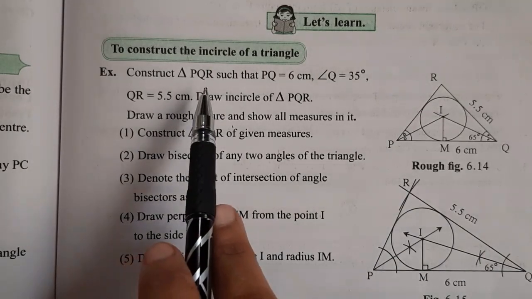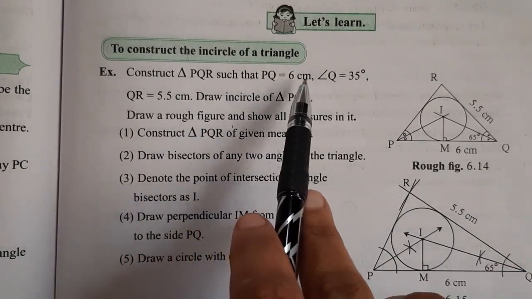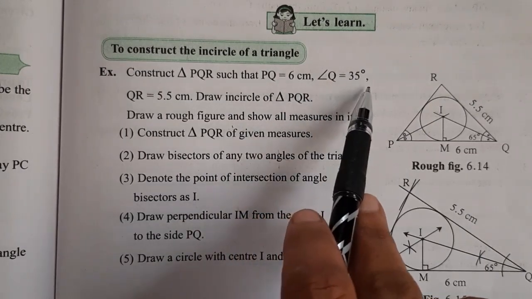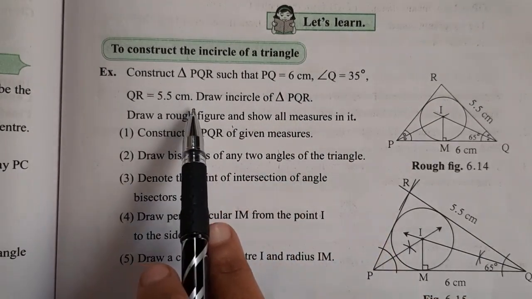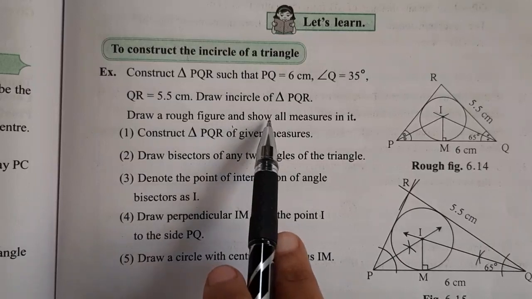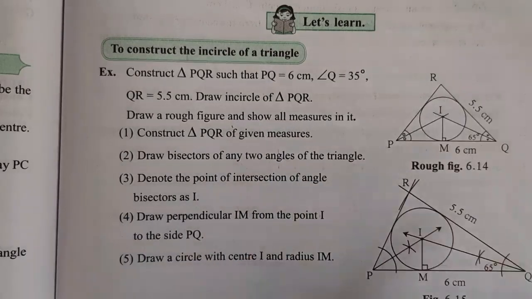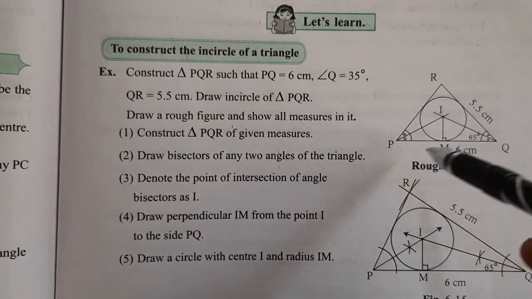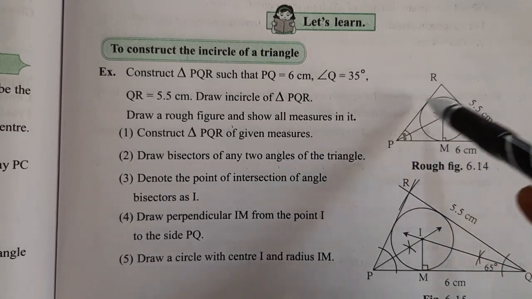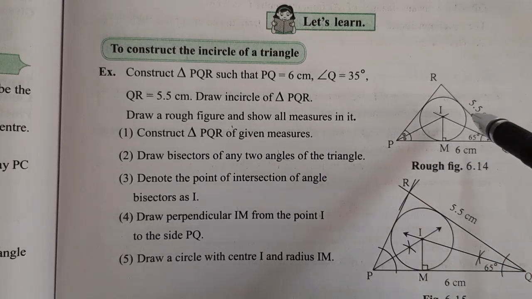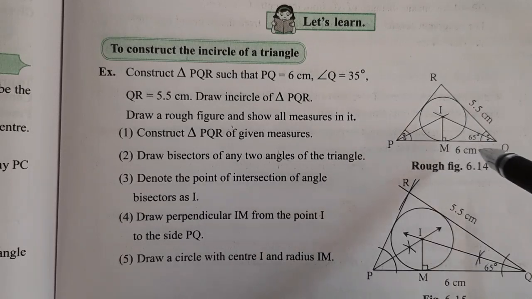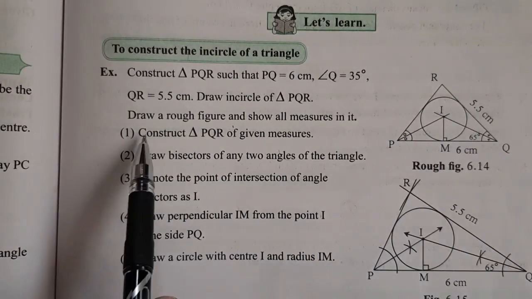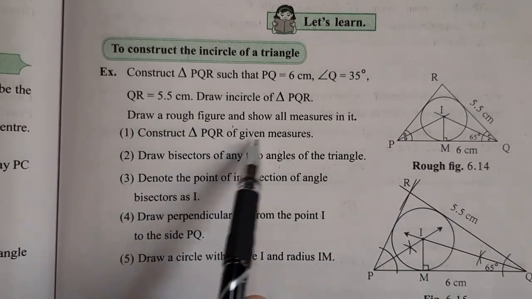Now here construct triangle PQR such that PQ equals 6 cm, angle Q equals 35 degree, QR equals 5.5 cm. Draw incircle of triangle PQR. Here you can observe the rough diagram. The triangle PQR is given and in that triangle one circle is there which touches all three sides of the triangle. Now see the first step, construct the triangle PQR of given measure.